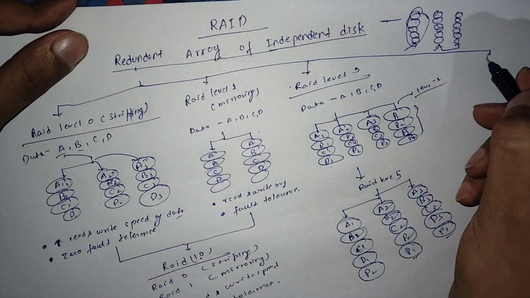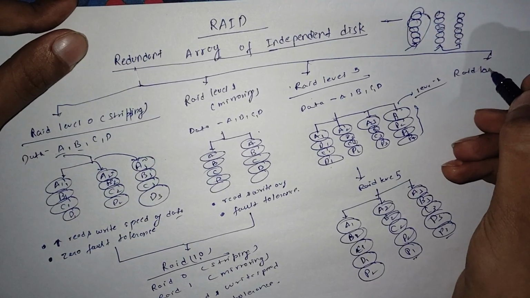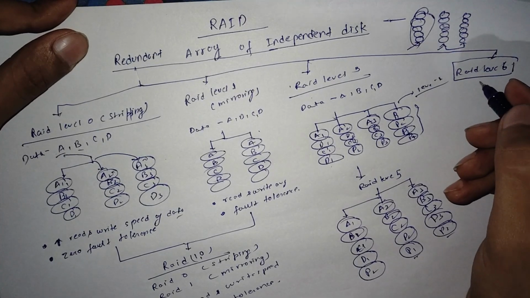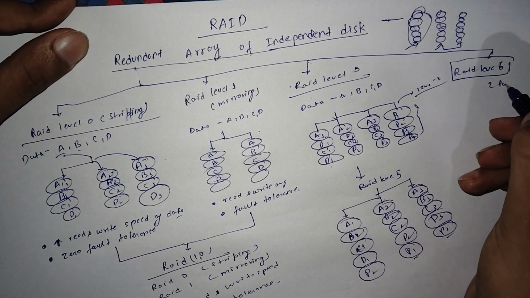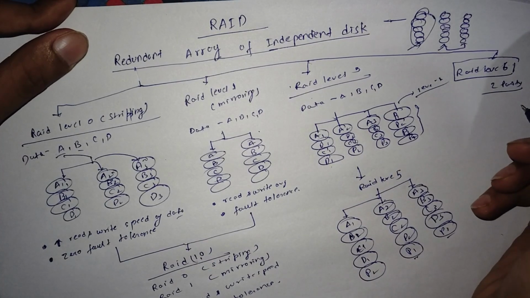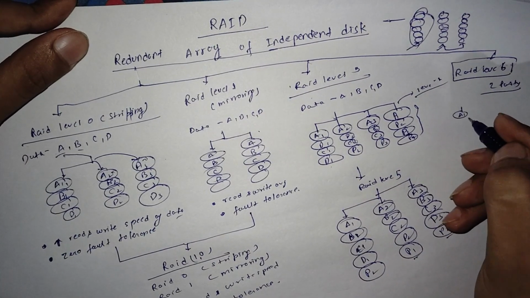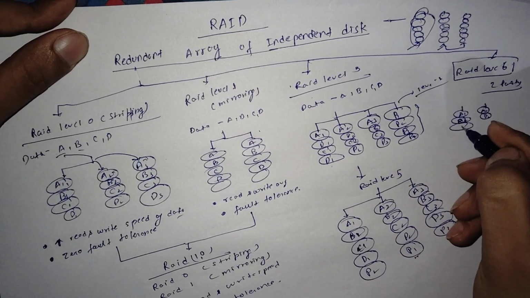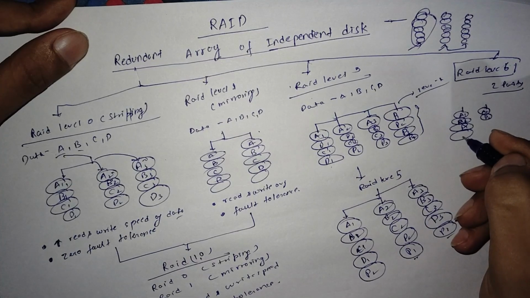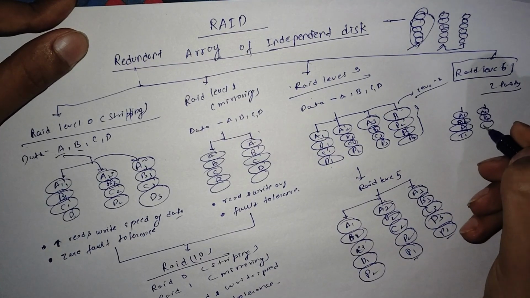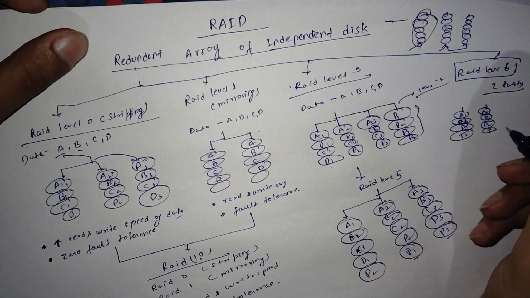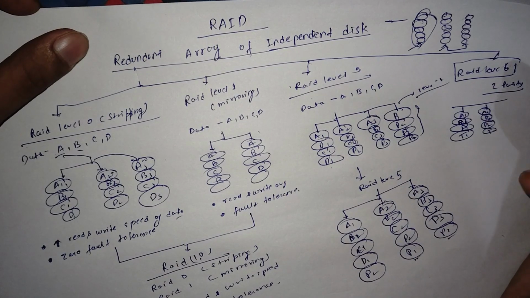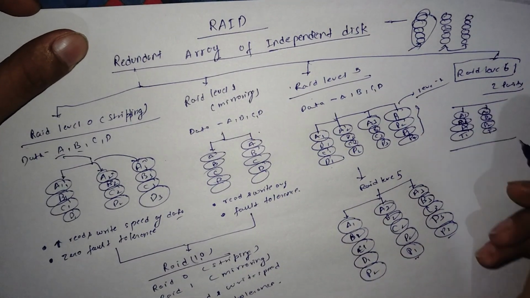So to solve this problem, we have RAID level 6. RAID level 6 is an improvement over RAID level 5. It has 2 parities, so that if 2 data are lost, we can recover them. It has A1, B1, A2, B2, and it has parity P1 and T1. Here we have P2 and T2. Let's suppose we have two parities, P1 and T1, P2 and T2. Now what happens if we lose two data? We can get them back by using these two parities. These are the advantages of RAID level 6.